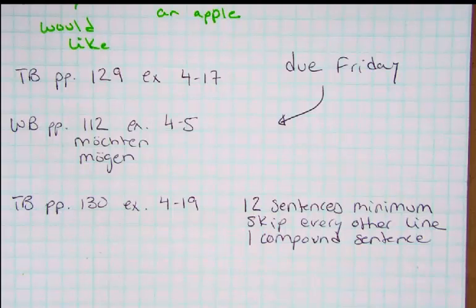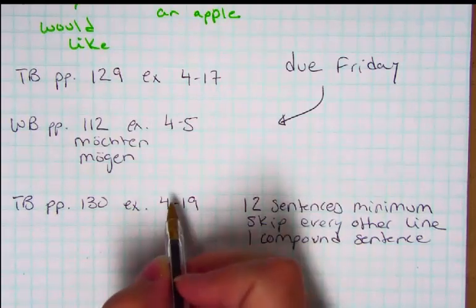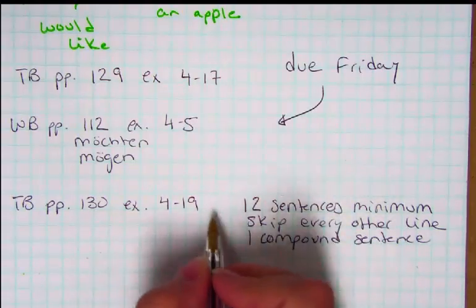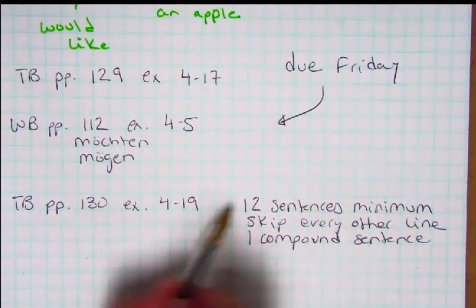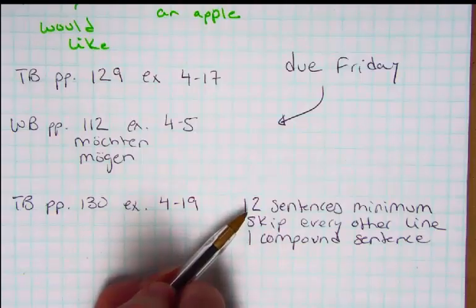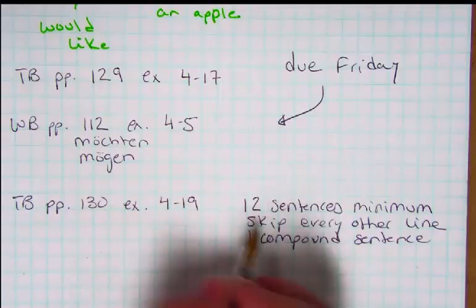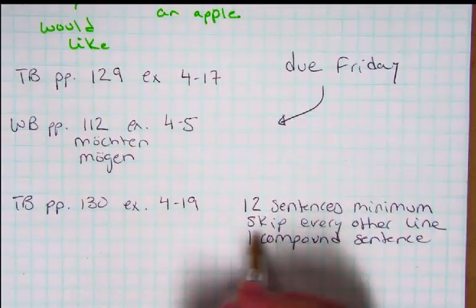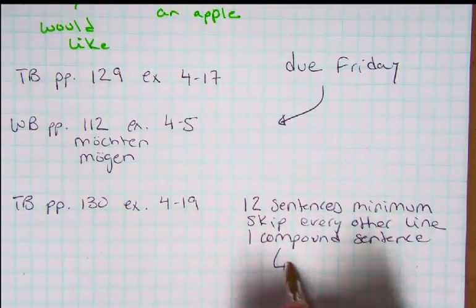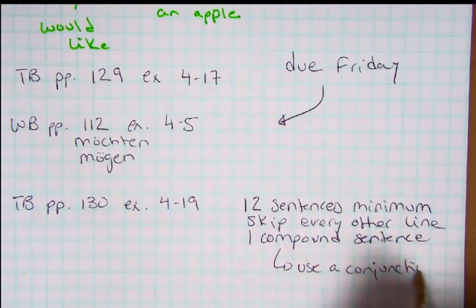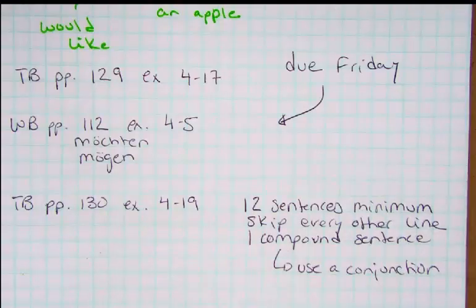Okay, so for this activity, I'm going to show you the questions in a second. It is a writing activity, and you're writing in your composition book. I expect a minimum of 12 sentences. I want you to skip every other line in your writing, and I want you to have at least 1 compound sentence. That means you have to use a conjunction, or you have to take 2 sentences and connect them.